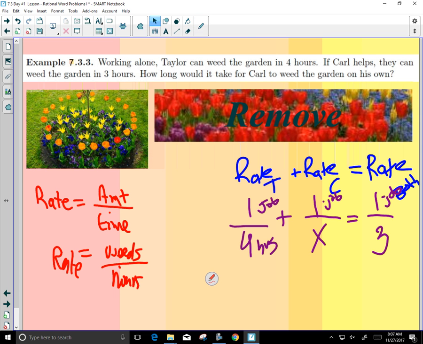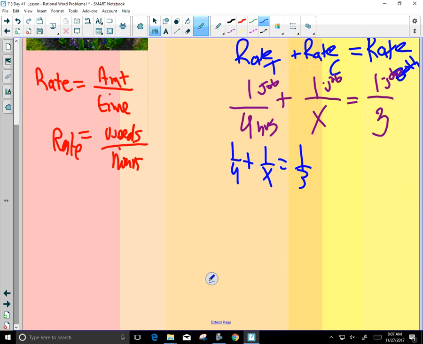So the formula that you have here is just 1 out of 4 plus 1 out of x is equal to 1 out of 3. Now let's look at the numbers and make sense a little bit. Does it make sense that it took less time for both of them to do it? Yeah, so that's good. If it took more time, this isn't going to work out. You're not going to have an x that works. So once you get to this part, are we okay with the one job in time? It's weird because it doesn't say one job, but you're weeding the whole garden, weeding the whole garden, weeding the whole garden. So it's one job.